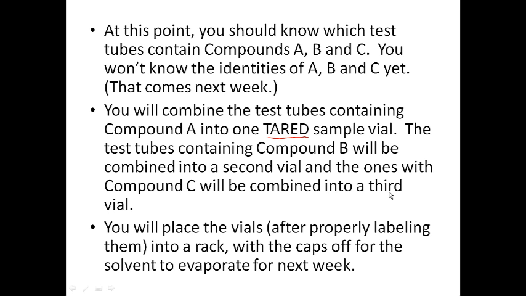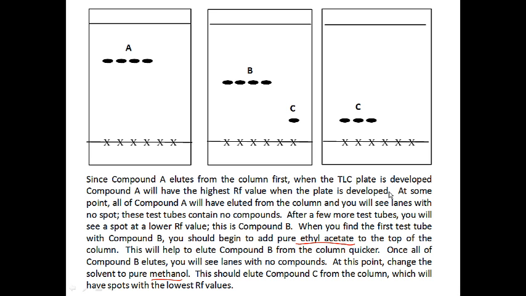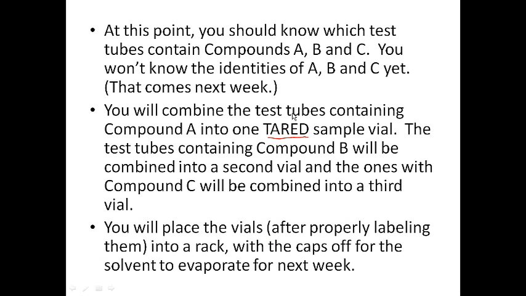Now, the problem at this point is we're labeling these as A, B, and C. I could conclude that A is the least polar of the components, B has medium polarity, and C is the most polar, but I don't know what A, B, and C are yet. That's going to have to wait until the third week.